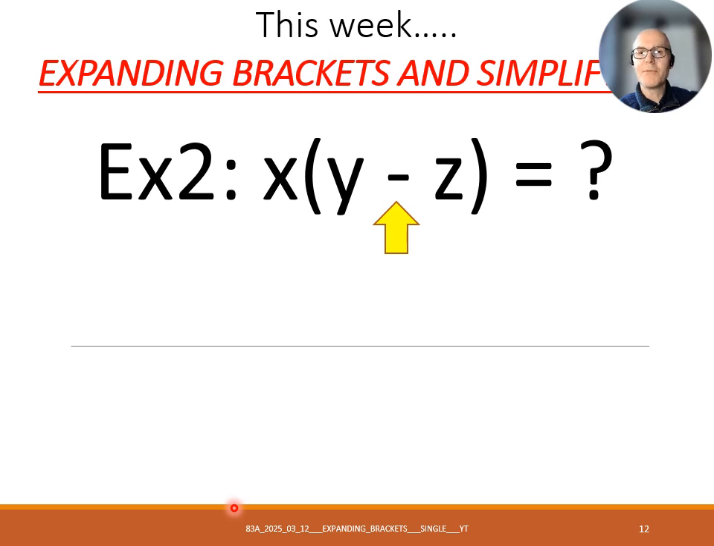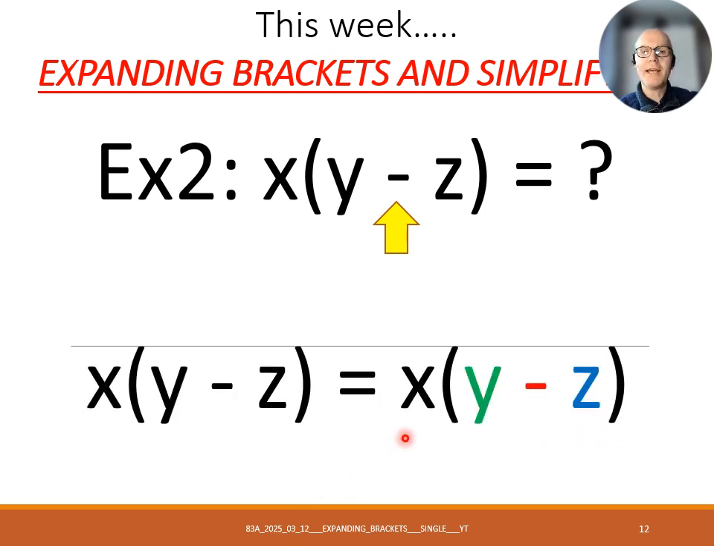This one's different from the first example because we've now got a subtraction. Instead of it being an add between the two variables inside the brackets, we've now got a subtraction. Let's see what difference that makes. Color code it again, just to highlight where the variables and signs come from. X times y and x times z.